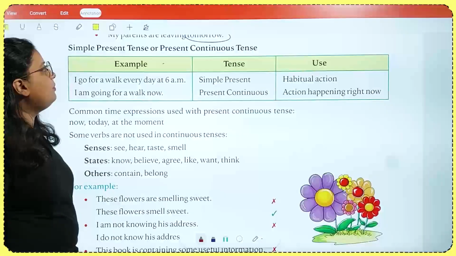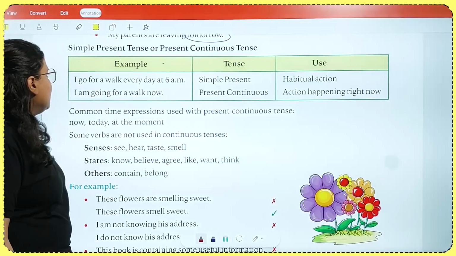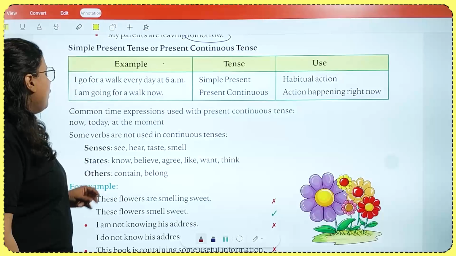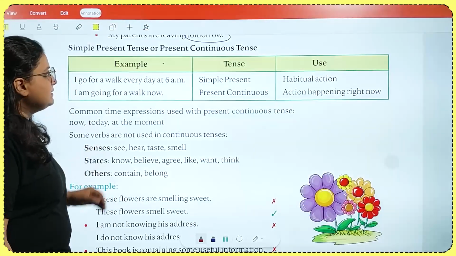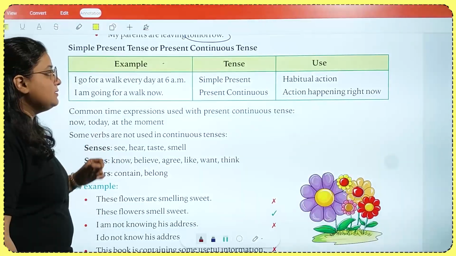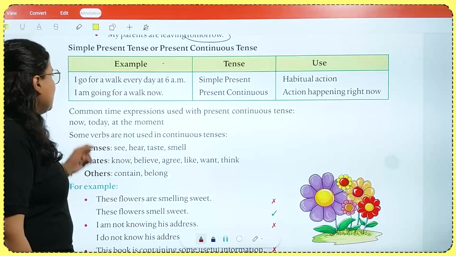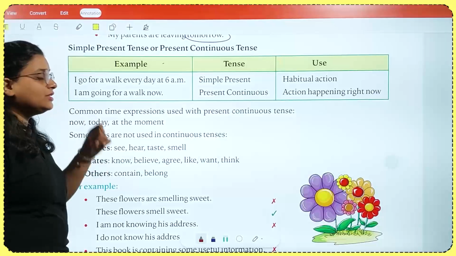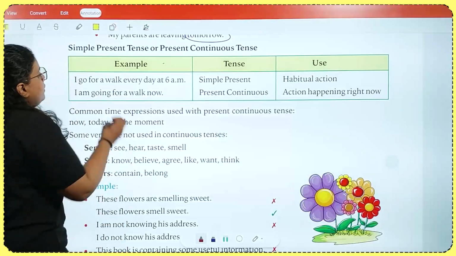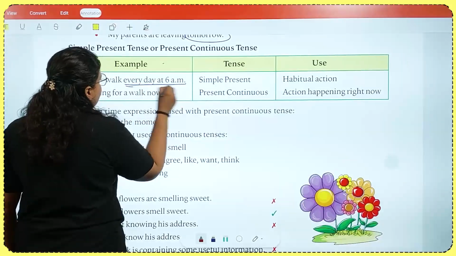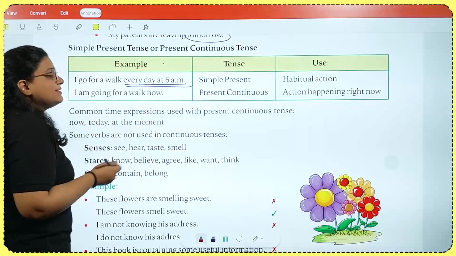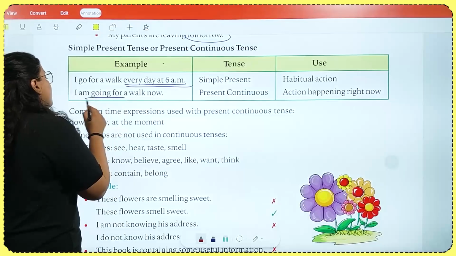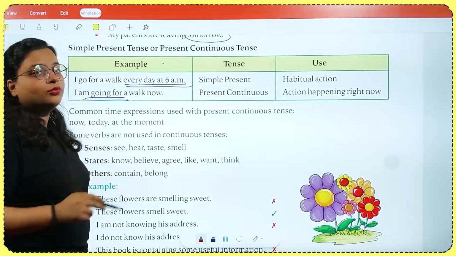Simple present or present continuous tense. Example, I go for a walk every day at 6 a.m. It's simple present because it's a habitual action. I'm going for a walk now is present continuous. Action is happening right now. So if you tell the time when the action is being done, it is simple present. It is a habitual action, but you're going right now. It is telling in the moment.